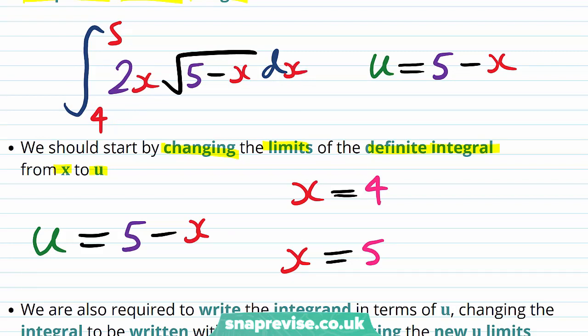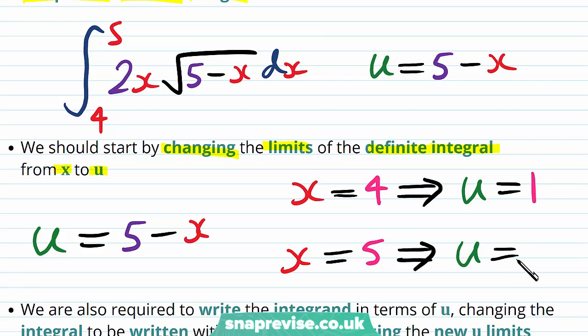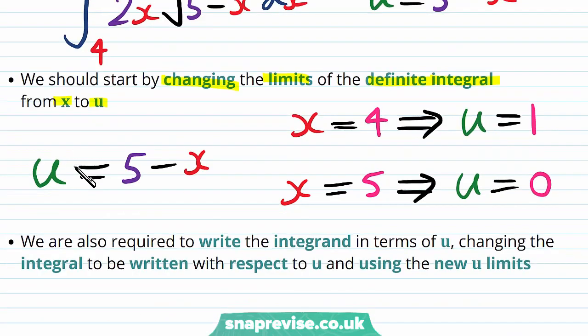Soon, based on our substitution, we will be integrating with respect to u, and so we need to find the u limits. We simply do this using our expression for u in terms of x. And so for our first one, we get u is equal to 5 minus x, well that's 5 minus 4 for this value, which is 1. And similarly, for x is 5, we get u is equal to 5 minus 5, which is 0. We are also required to write the integrand in terms of u, like we did before, changing the integral to be written with respect to u, and using the new u limits.